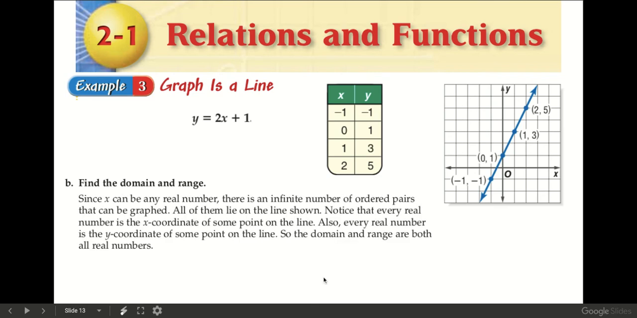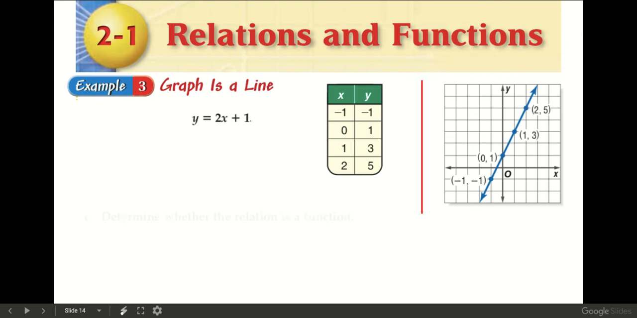So this would have x coordinates ranging all the way down from negative infinity all the way to positive infinity. So my domain would be all real numbers. And my y coordinates, same, they would go down to negative infinity and all the way up to positive infinity, which would be all real numbers as well. So my domain and my range are all real numbers. I'm not going to list them out because there's an infinite number.